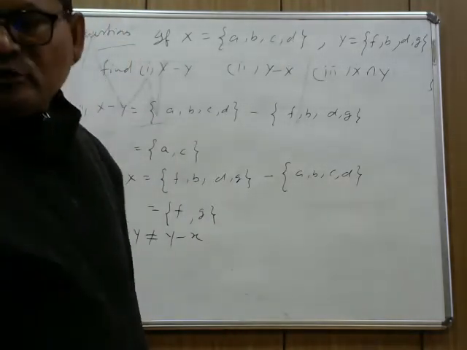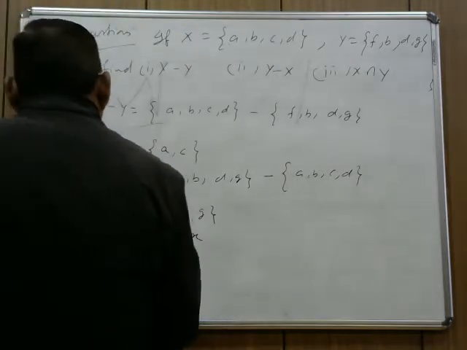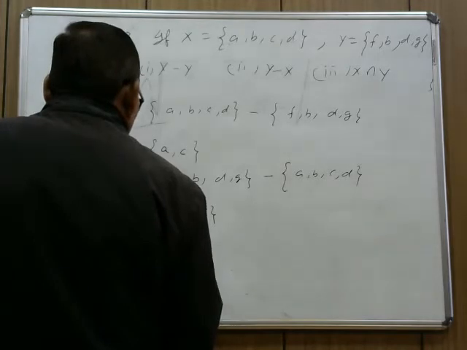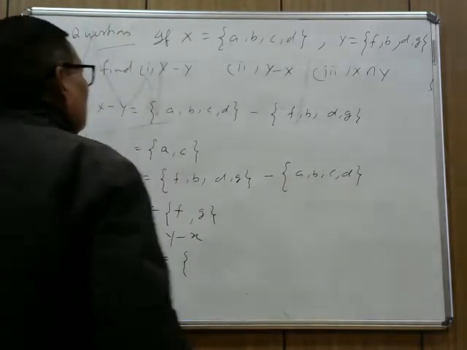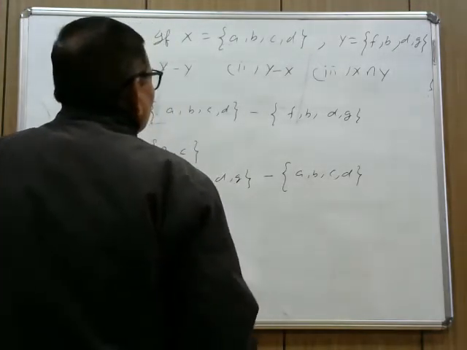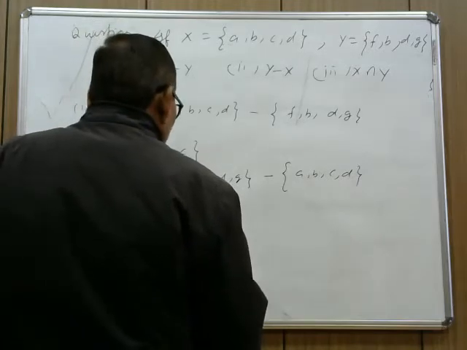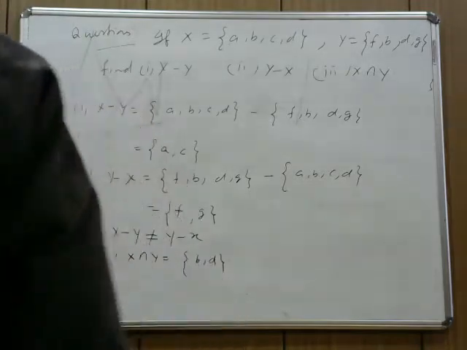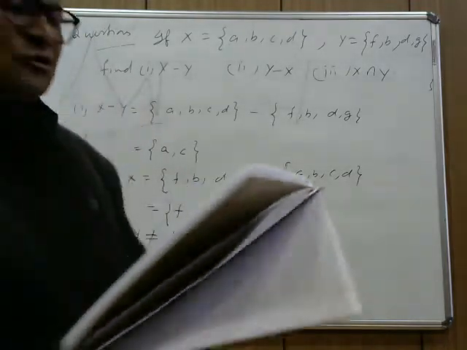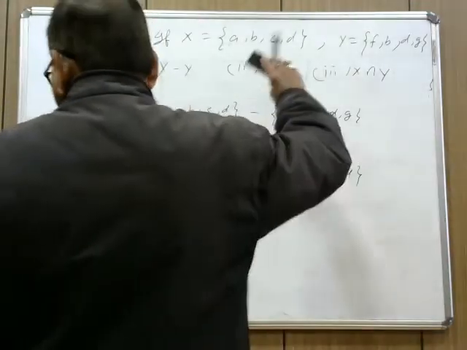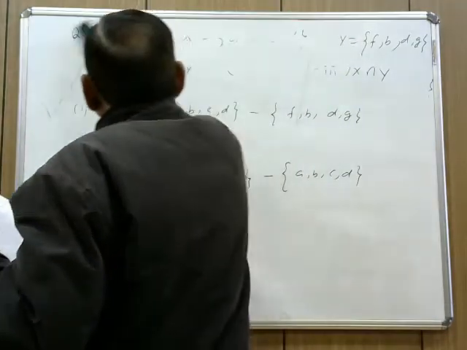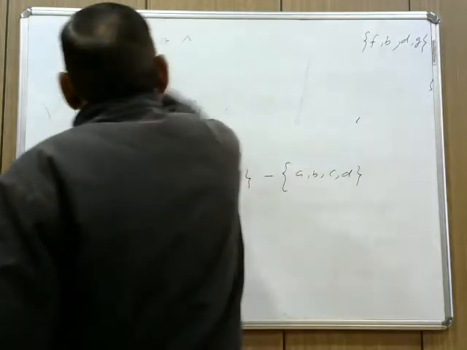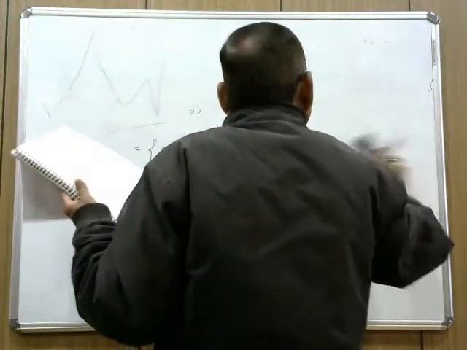Now in the third part you have to calculate x intersection y, meaning the common elements of x and y. The common elements of x and y are B and D. So x intersection y is B and D. So that's all about this. Now another question. I have already defined symmetric difference, so I am taking one question on symmetric difference.